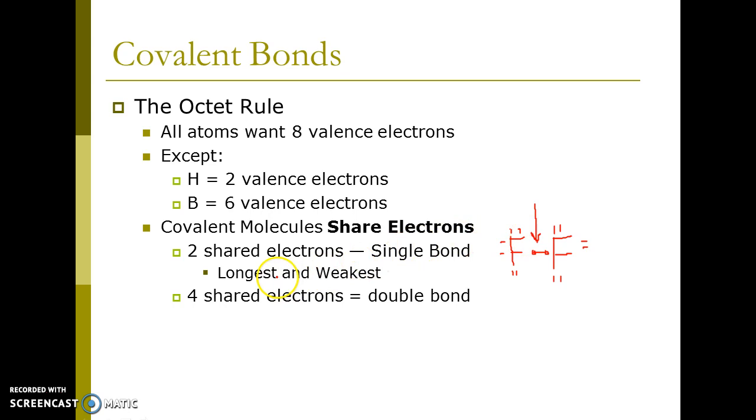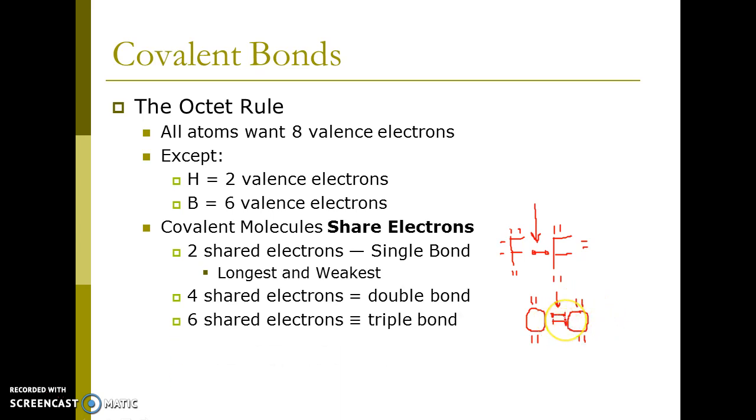Next, we can have a double bond. In a double bond, you are sharing 4 valence electrons. For example, let's say we have 2 oxygen atoms bonded together. These are the oxygen atoms, and each one of these little marks up here represents an electron. Here, we have a double bond. In this double bond, we are sharing 4 valence electrons. 1, 2, 3, and 4. So now if we look at this oxygen atom, it has 1, 2, 3, 4, 5, 6, 7, 8, which fulfills the octet rule. This oxygen atom does as well. 1, 2, 3, 4, 5, 6, 7, 8.